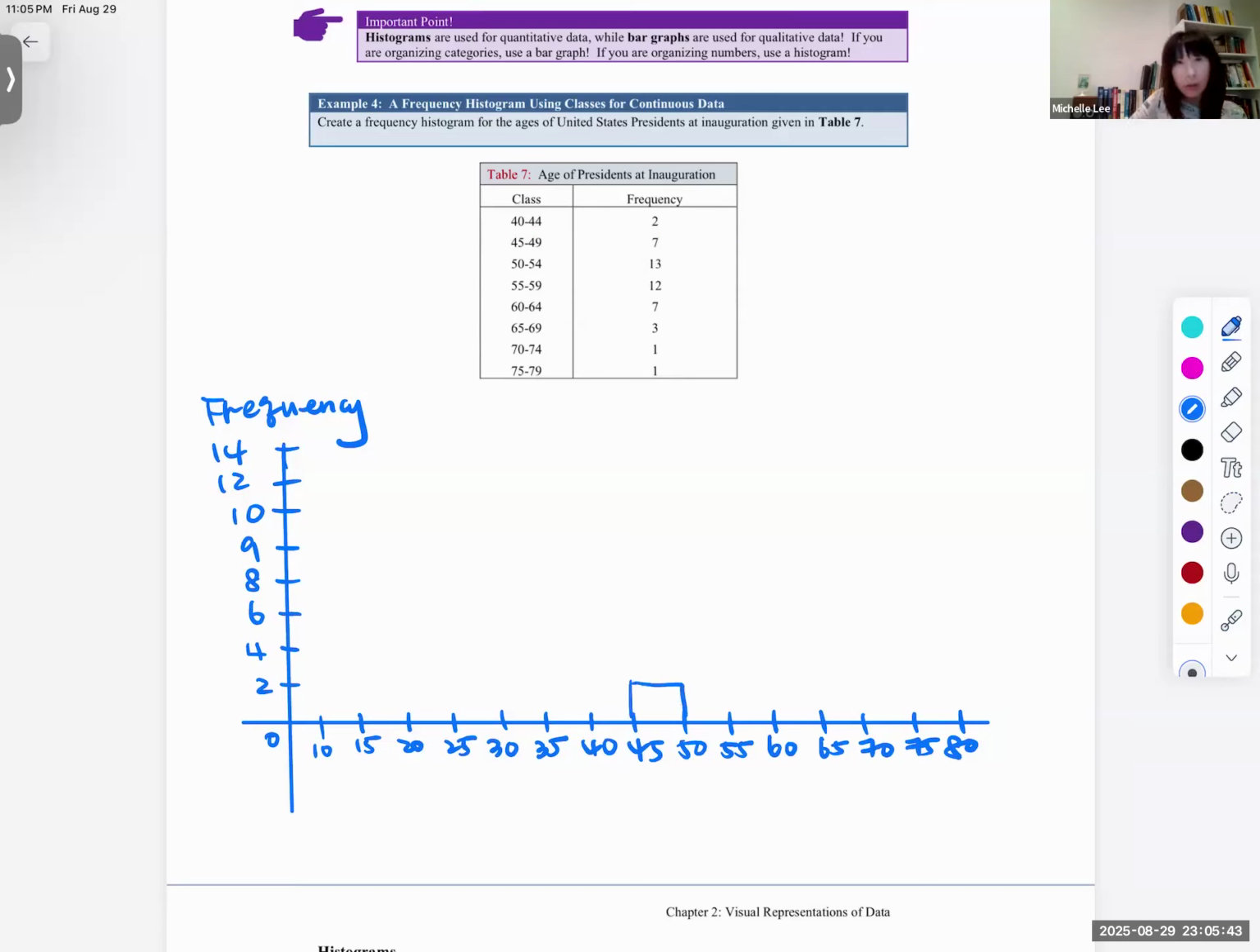So 40 to 44, frequency 2. How about 45 to 49? That's 7. How about 50 to 54? That's 13.